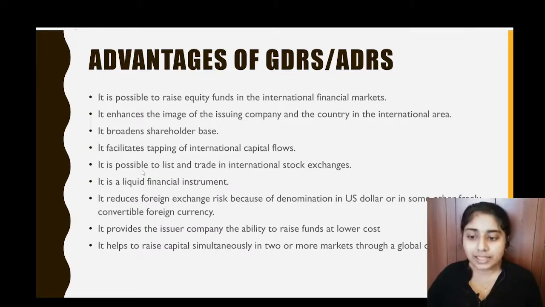It is also possible to list and trade in international stock exchanges, and it is a liquid financial instrument. ADR and GDR also reduce foreign exchange risk because of denomination in US dollar or in some other freely convertible foreign currency. It provides the issuer company the ability to raise funds at a lower cost, and it helps to raise capital simultaneously in two or more markets through global financing. So if a company is offering globally, they can raise capital simultaneously from two or three markets. These are the major advantages of GDR and ADR.